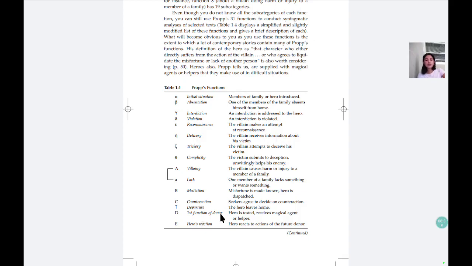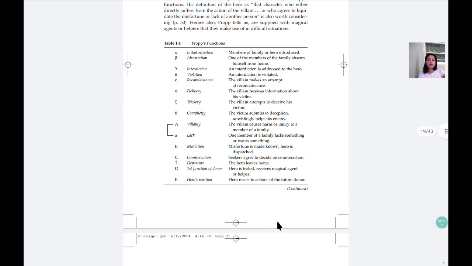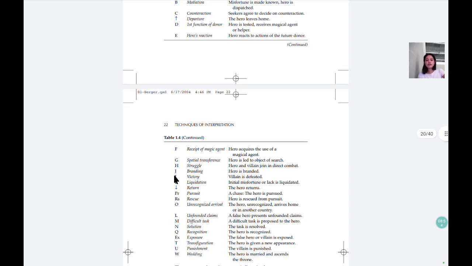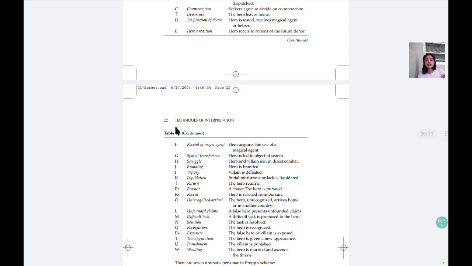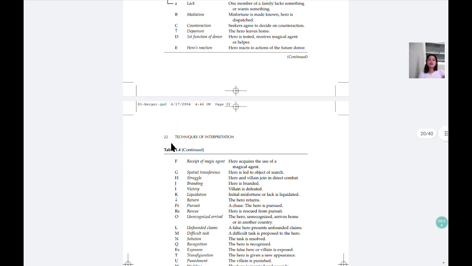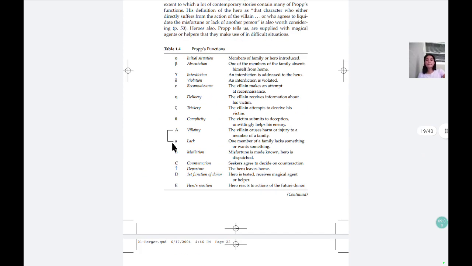First function of the donor. The hero is tested. Receipt of a magical agent or helper. Then the hero's reaction: the hero reacts to the actions of the future donor. So this is the continuation of Propp's functions.